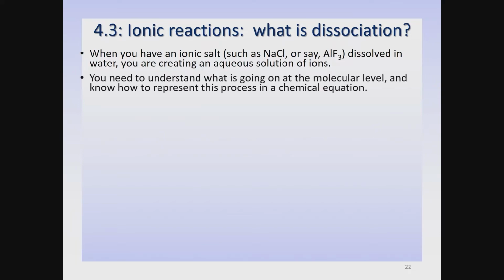Let's say you have an ionic salt, and it could be, as an example, sodium chloride. That is an ionic salt, or any other kind of ionic salt, like aluminum fluoride. When you dissolve these salts in water, what is going on is that you are creating solutions of ions. This process of taking these ionic compounds and creating solutions of ions is called dissociation.